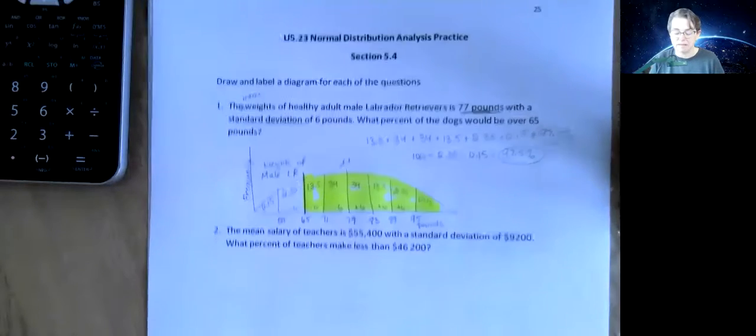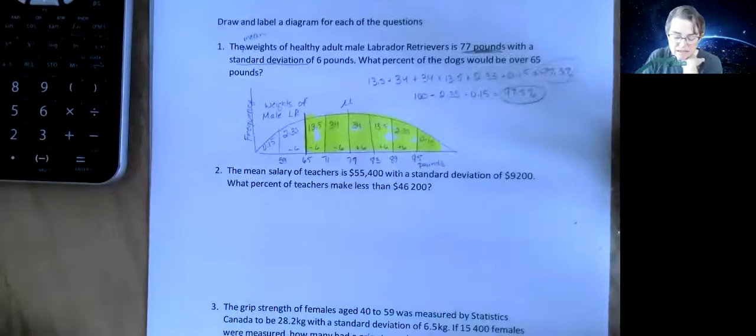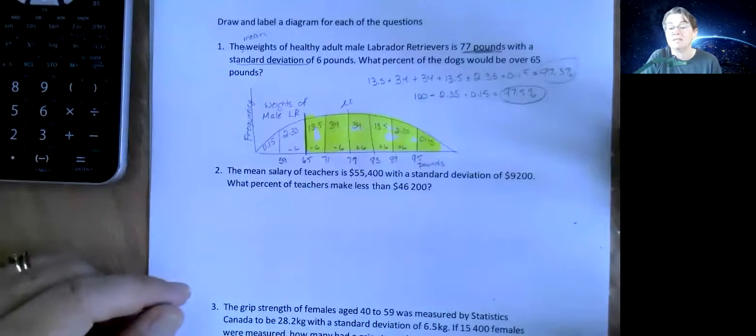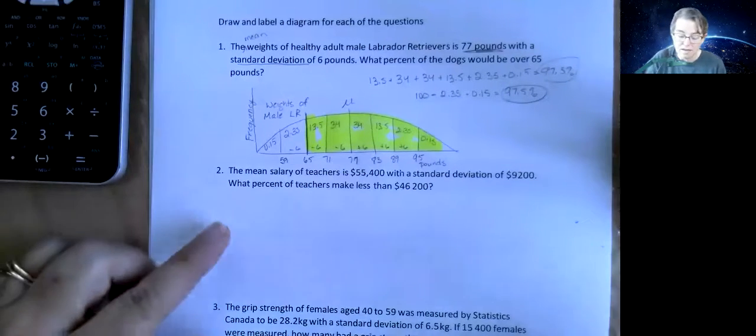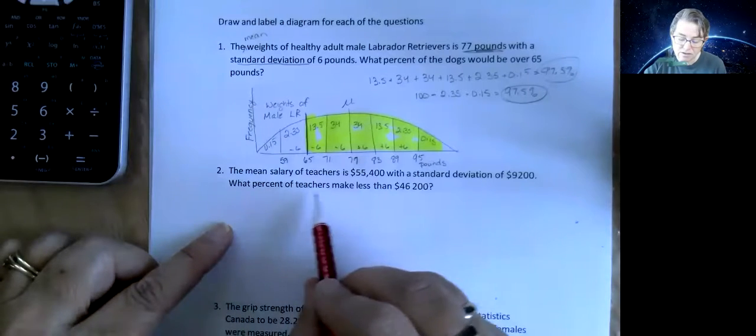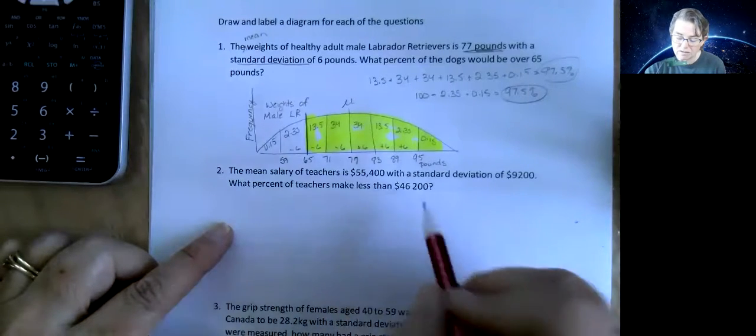Okay, sorry, there's my little round. The mean salary of teachers is 55,400 with a standard deviation of 9,200. By the way, that is from some random stats I found for the States. It has nothing to do with Canada, but I want to do something besides the mass of a dog or a cat. What percent of teachers make less than 46,200?